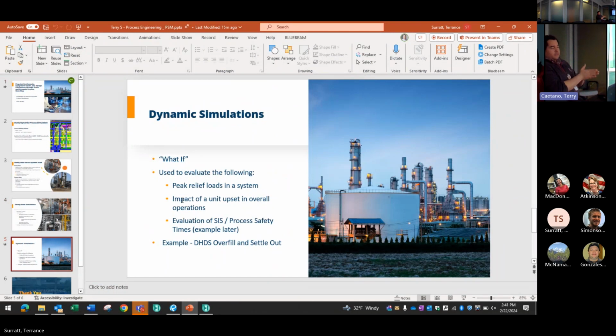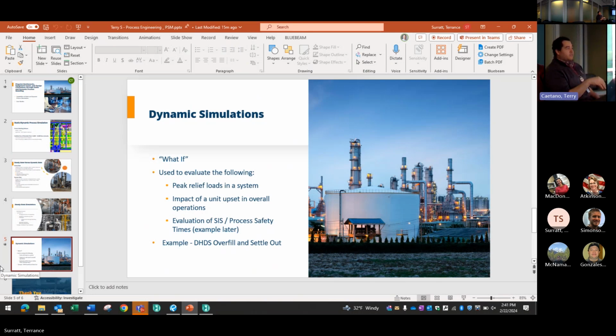So dynamic simulations. Like I said before, this is more of a what if. You can use it to look at the peak relief loads in the system, look at the impact of a unit upset in the overall operations. I've in the past used it to look at more SIS related process safety time examples. Once again, it all comes back to time.